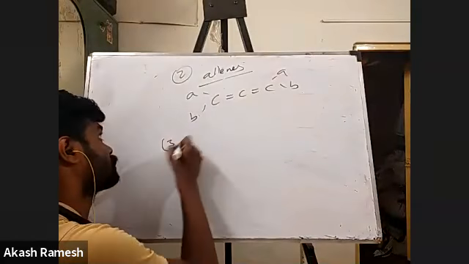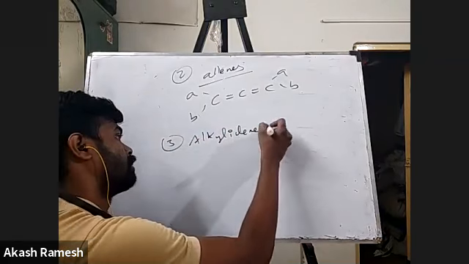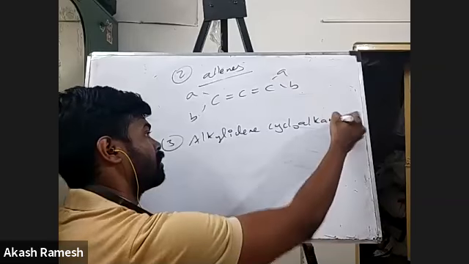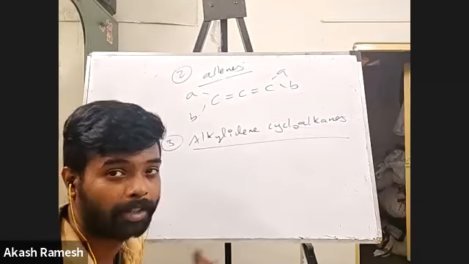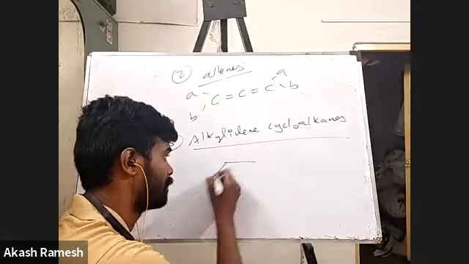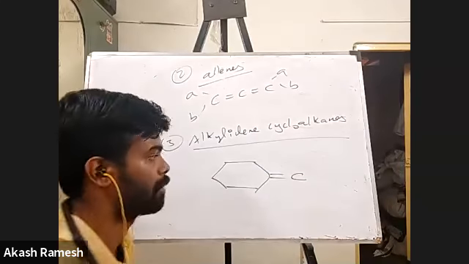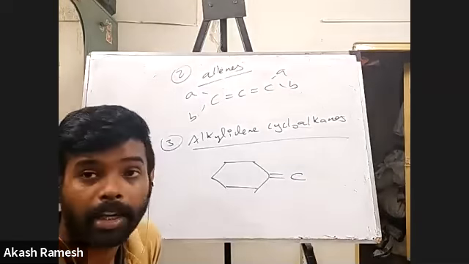So, third class: alkylidene cycloalkanes. Very simple. The name only is complex, but you don't have to worry about it. So cyclohexane, along with the double bond, I have a carbon atom. These are what are called your alkylidene cyclohexanes.